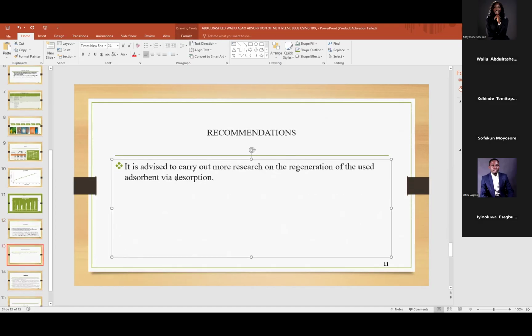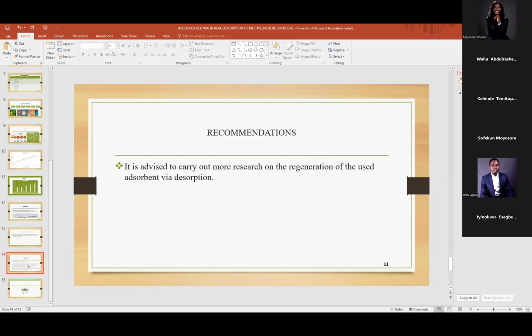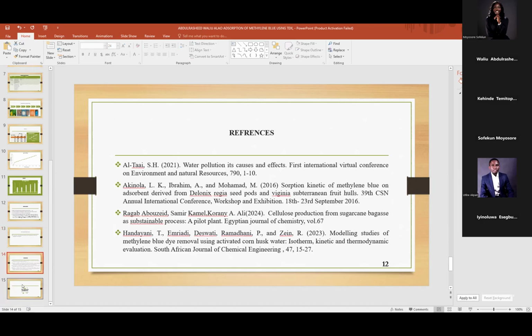Recommendation: it is advised to carry out more research on the regeneration of the used adsorbent via desorption, so as to be able to make use of it for another thing. These are the references. Thank you for listening.